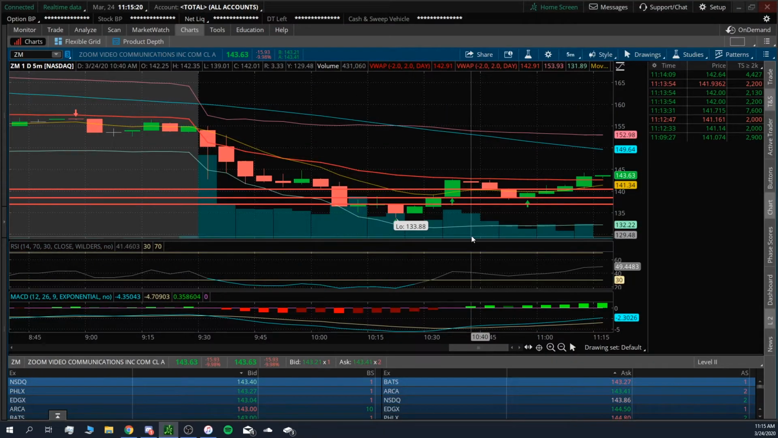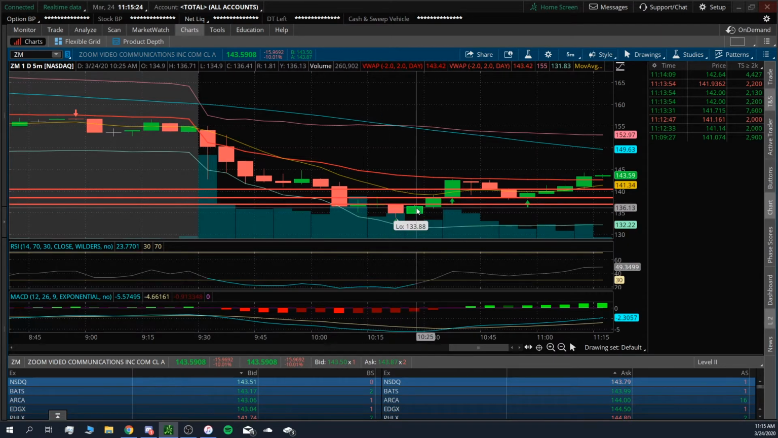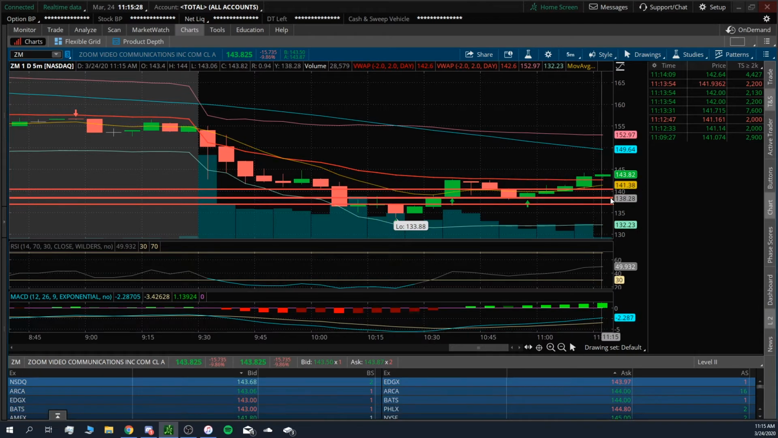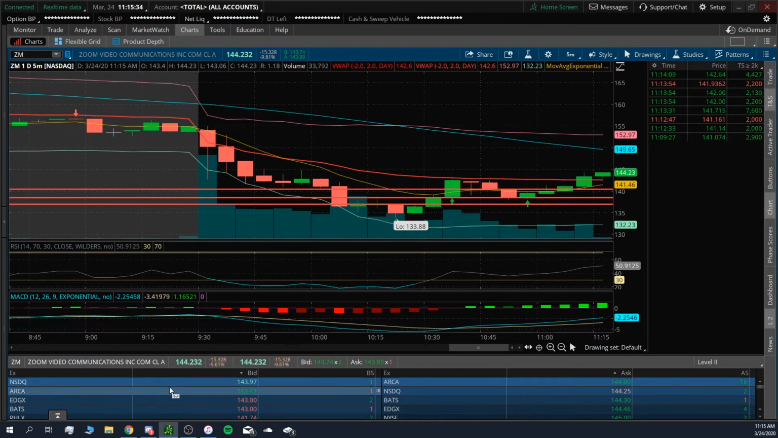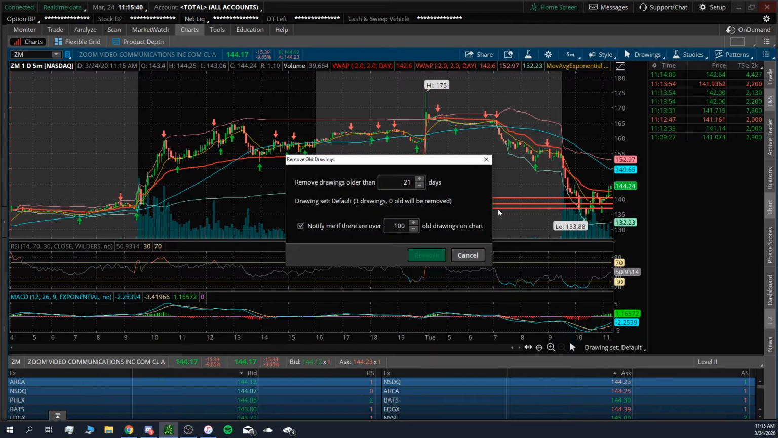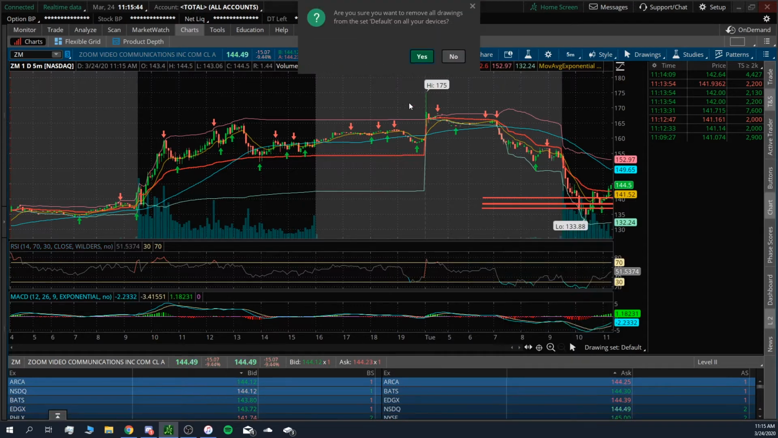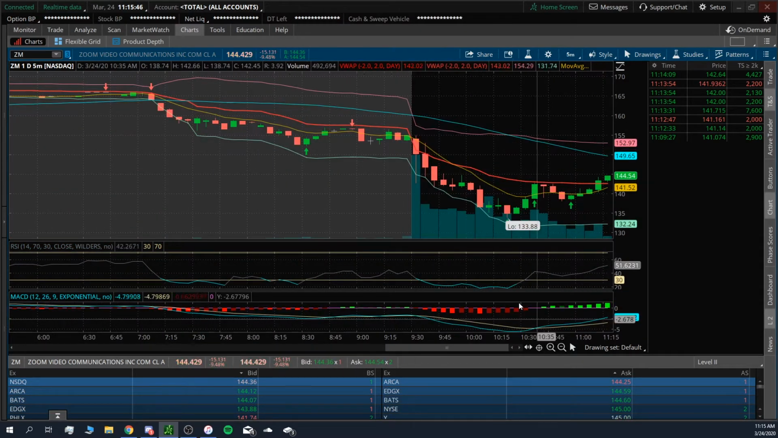So going back into the trade, I got out at 138.5. What happened? It just kept running later on all the way to about here, and now it's breaking over and staying over about 144. So about $5-6 profit per share on this one. So let's remove these drawings, clear the drawing set so you can see the chart a little bit better.